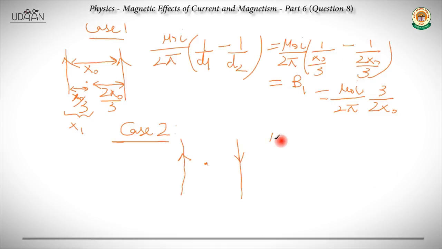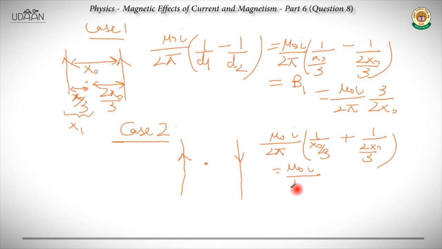So it will be mu naught I by 2 pi, 1 divided by x naught by 3 plus 1 divided by 2 x naught by 3, which will come out to be mu naught I by 2 pi whole into 3 by x naught plus 3 by 2 x naught, which equals mu naught I by 2 pi, 9 by 2 x naught.